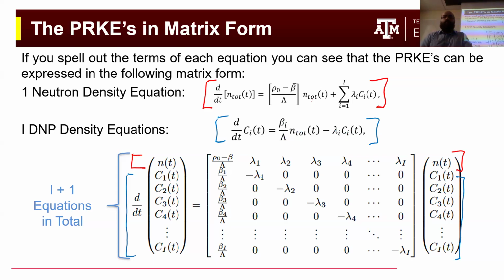So I would have a negative lambda 1 times my C1. And then all of the other entries are 0 because for the density equations, you only evaluate it at one value of I. So this would be the equation for I equals 1. This would be the equation for I equals 2. That's the equation for I equals 3. That final one is the equation for I equals capital I. So hopefully that helps us to see how we could write these equations in a matrix form.